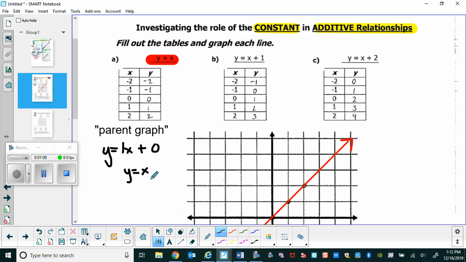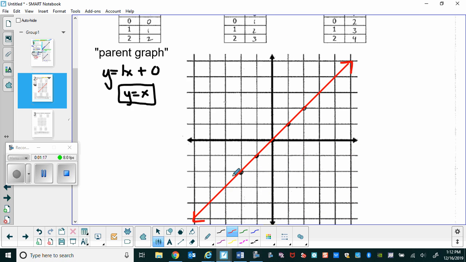So it can't get any more basic than multiplying by 1 to not change anything and adding 0 to not change anything. So again, this is the parent graph, and the way it works is if x is -2, so is y. It literally says y equals x. So whatever I have for x, that's what y equals, and then I took those points and plotted them here.